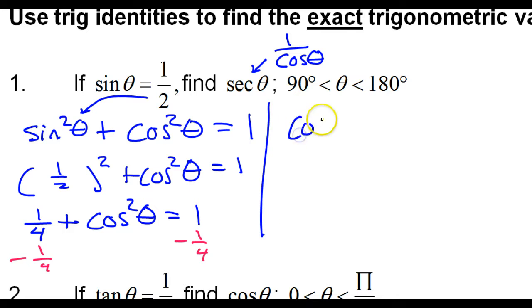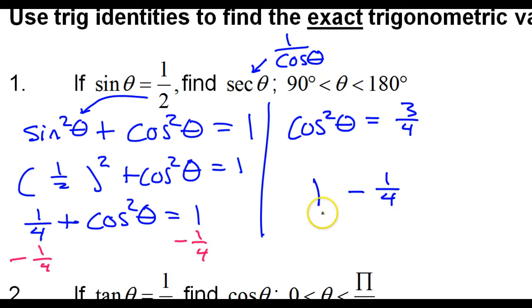Okay, so that's going to give me cosine squared theta is equal to, now 1 whole minus 1/4 is 3/4. Alright, if you can't do that in your head the way I did, then you have to do the whole denominator thing. Now 1 is going to show up so often that I want you to get comfortable with the following.